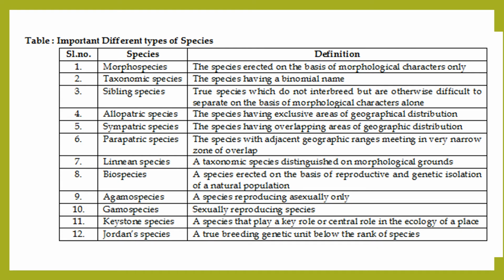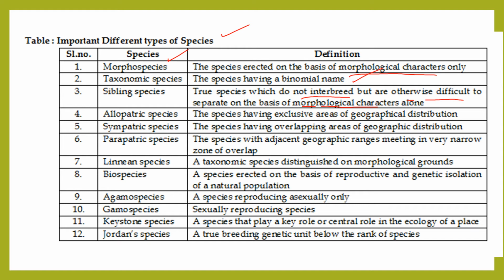Next, you can see the important different types of species. Let's talk about the first one, morphospecies. Morphospecies are categorized on the basis of morphological characters, that is, external features. Second is taxonomic species. This type of species has a binomial name. Next, sibling species are the true species which do not interbreed but are otherwise difficult to separate on the basis of morphological characters only.